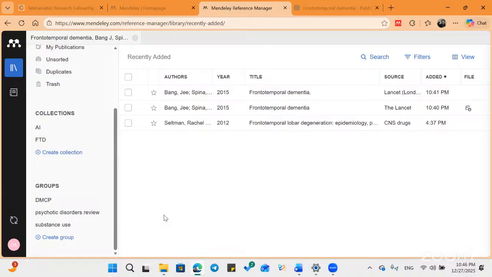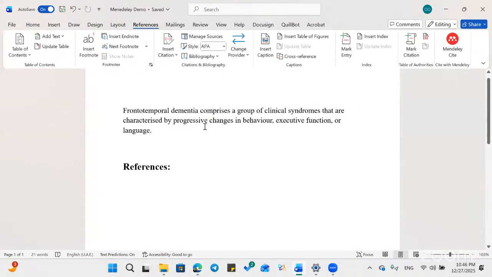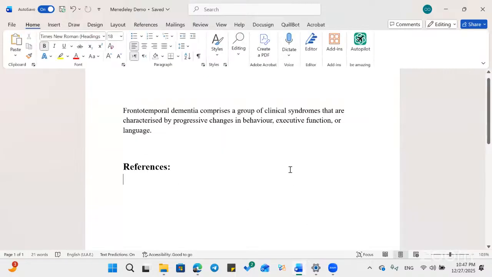Now, I will move to Microsoft Word. It's where we can use Mendeley for real. Now, say this is a paper we are working on, or this is a document. We want to use Mendeley to add our referencing and citation.